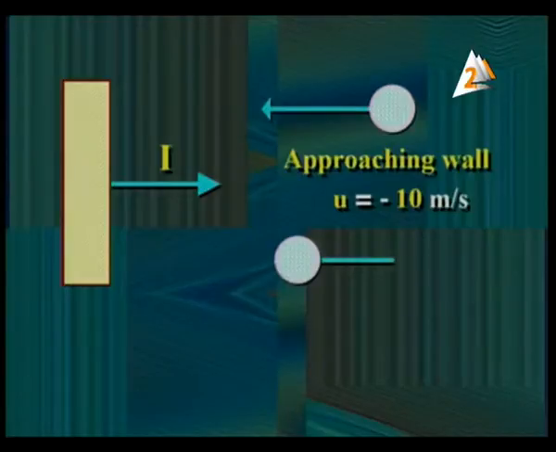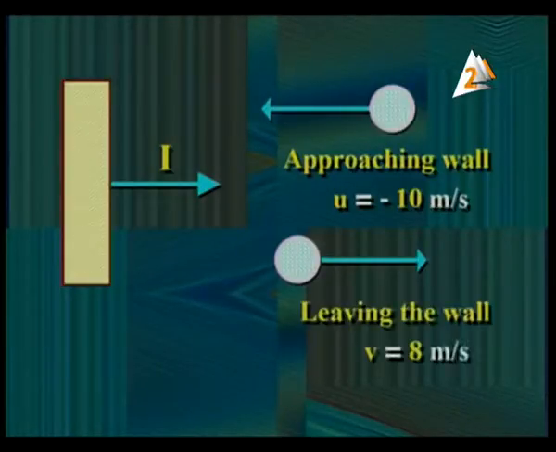Now, when the ball approaches the wall, moving to the left, U equals negative 10 meters per second, and leaving the wall, moving to the right, V equals 8 meters per second. And the impulse, its direction is to the right.